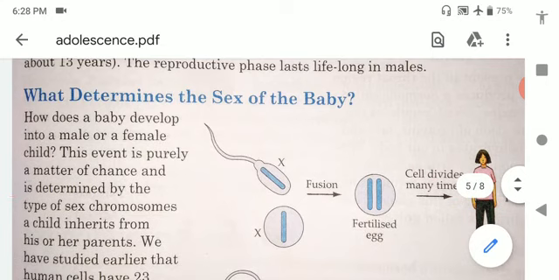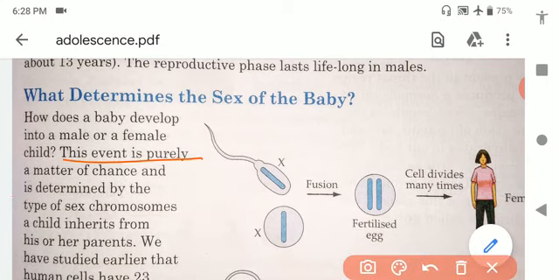Understood? It means no one can produce a male child or female child on their own. It's a matter of chance which kind of sperm fuses with the ovum, either the X-containing sperm or the Y-containing sperm.